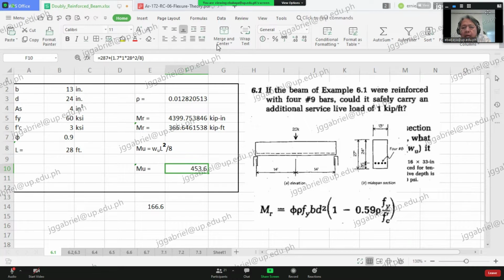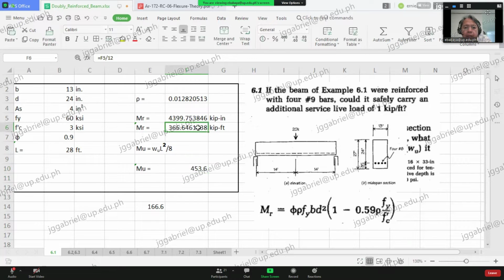Now, kindly compute this by yourself. Itong mga values dito, write the units so that you can confirm. Okay, ito kasi L squared, so magiging feet squared yan. Yung 1 kip per foot. So the resulting unit for this part in here should also be kip-foot. Itong 287, kip-foot na yan, from example 6.1.